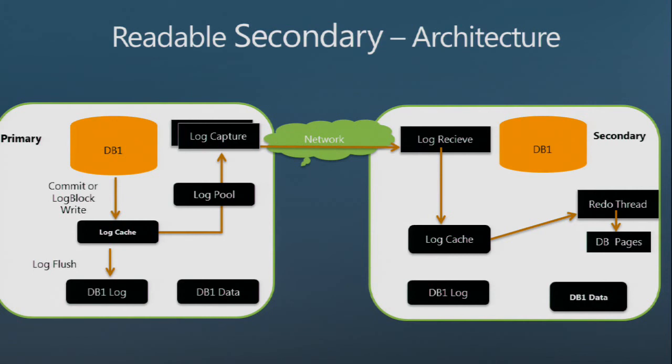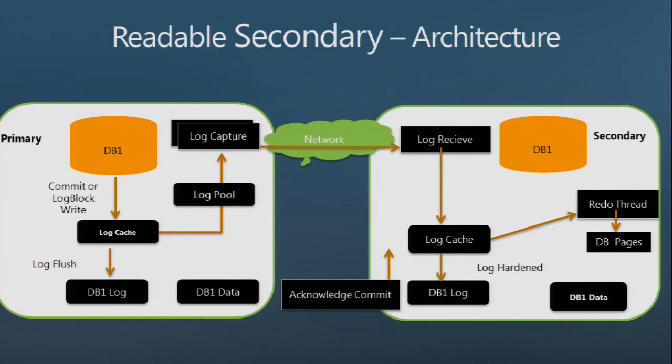Now, when the log cache on the secondary replica becomes full, or it receives a commit log record, it hardens the content of the log cache onto the log disk on the secondary replica. Now, if the secondary replica was configured to run in sync mode, it will send an acknowledgement on the commit to the primary node indicating that it has hardened the transaction, and so it is safe to tell the user that the transaction is committed.